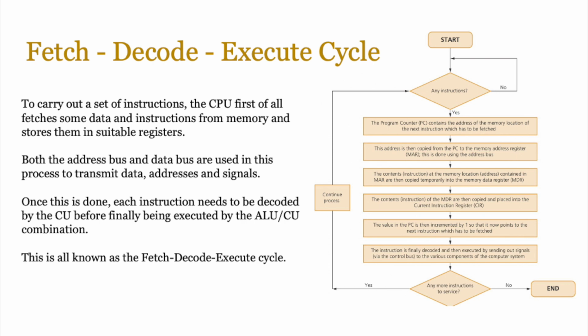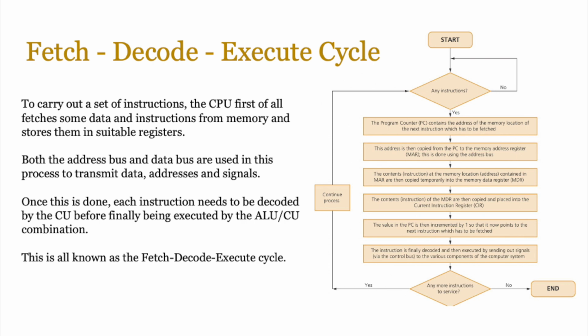If the user wants to open a file, for example, that's on the hard drive, this data will have to be brought from the hard drive into the RAM. So in order for data and instructions to be processed, they need to be brought from the RAM into the CPU. And this happens at the fetch stage of this particular cycle.